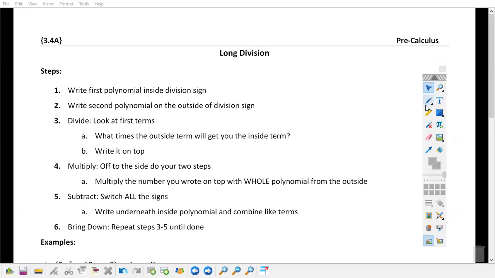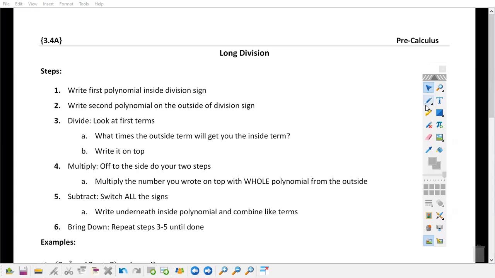You put your dividend in the box. That was the first number. You have your dividend, your divisor, and your quotient is your solution. Those words sound familiar? Dividend, divisor, quotient. Okay. So the first thing is making sure that you set it up, putting in the division symbol.